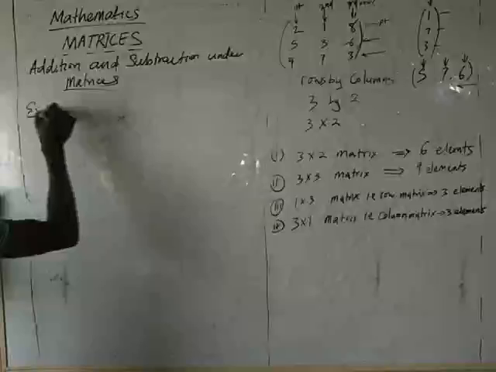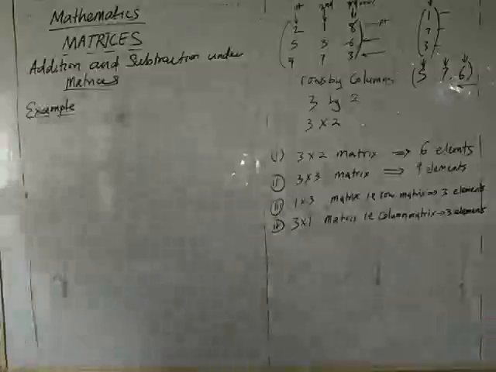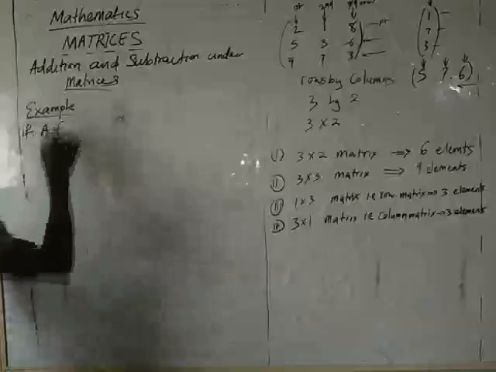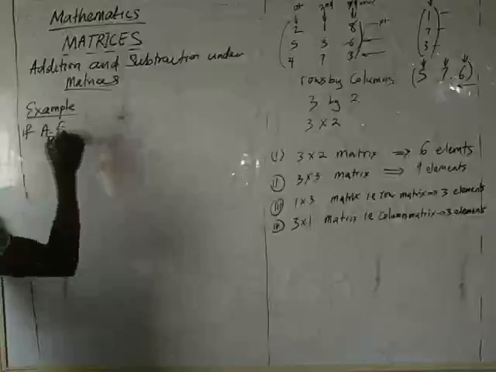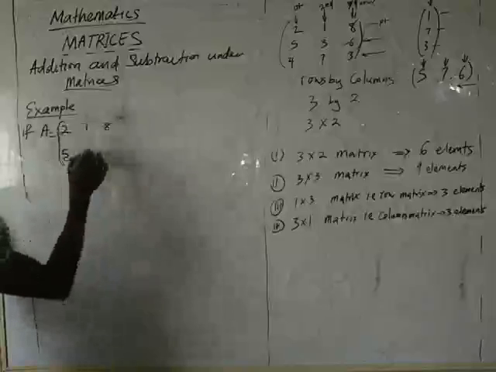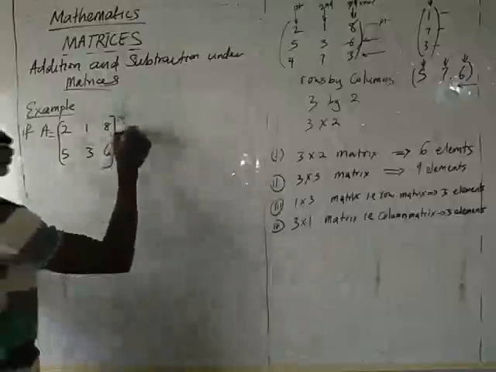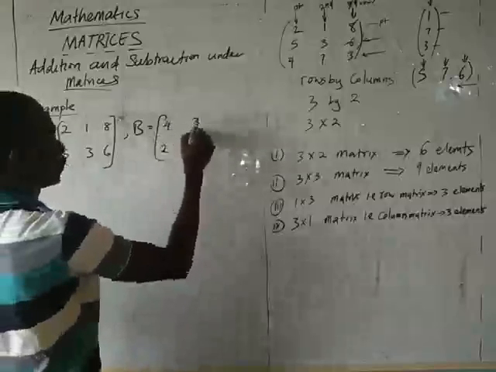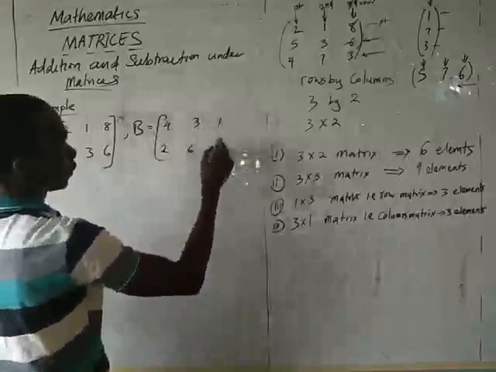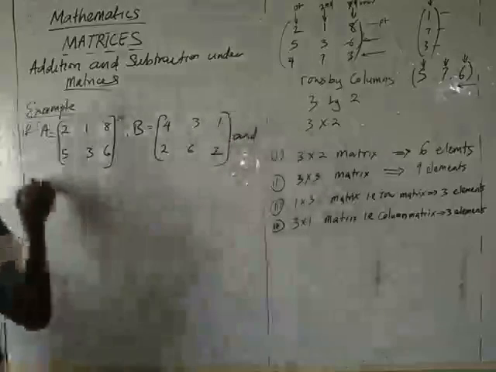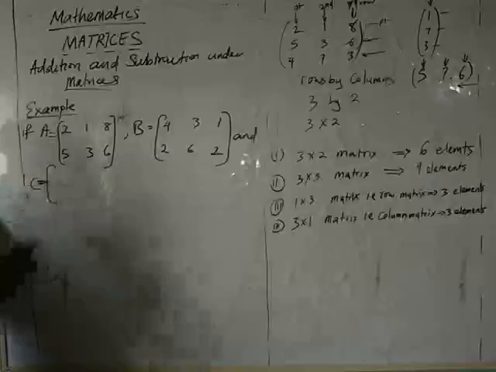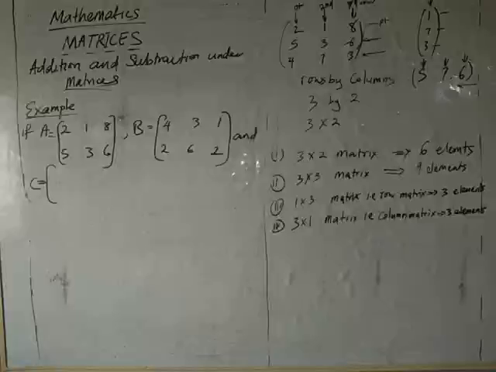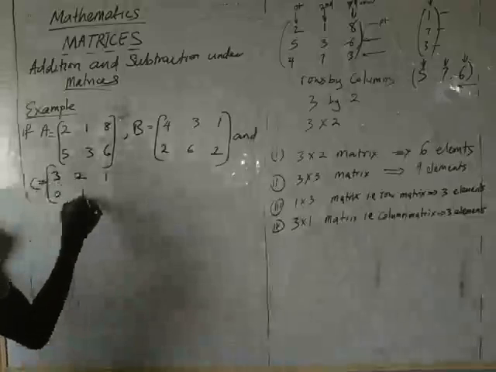Okay, let's have an example to work with. Let's take, for example, matrix A as 2, 1, 8, and 5, 3, 6, and let's take B as 4, 3, 1, 2, 6, 2, and matrix C, from some of the values I have in my textbook here, as 3, 2, 1, 0, 1, 0.